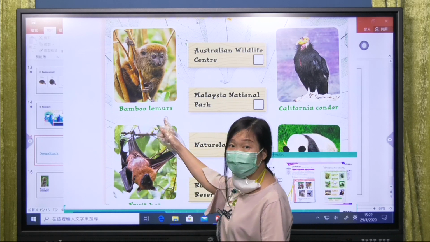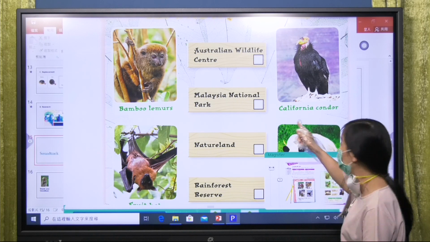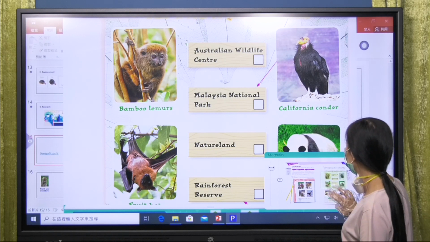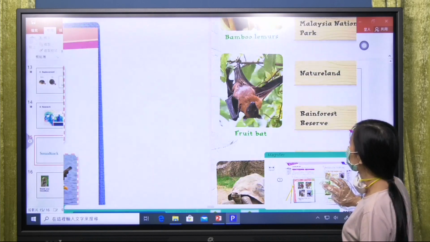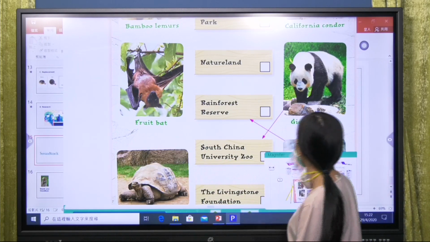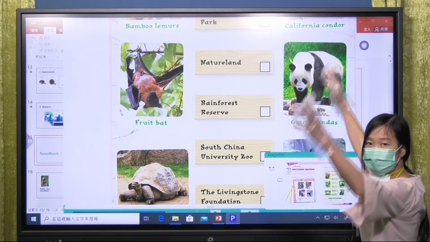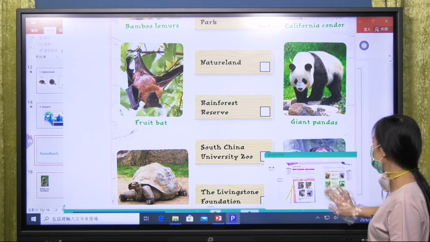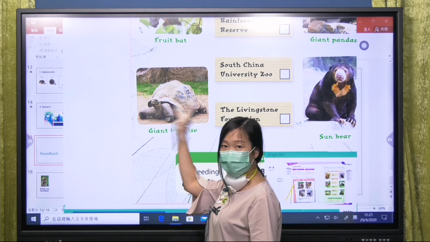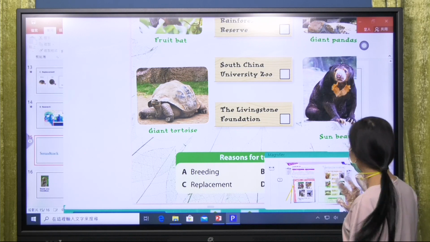This is bamboo lemurs. California condor, the eagle. And fruit bats. This is giant pandas. Giant. Very huge, very big, extremely big. Another giant thing, giant turtles. Oh, so huge. And sun bear, so you know them.